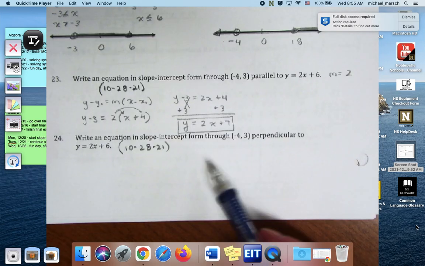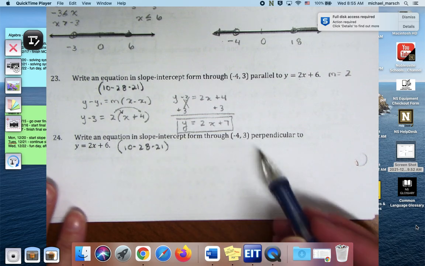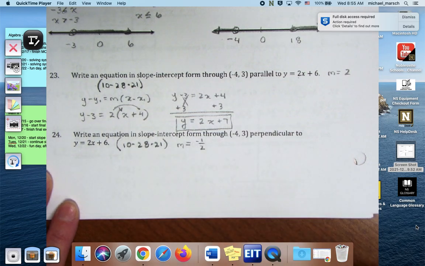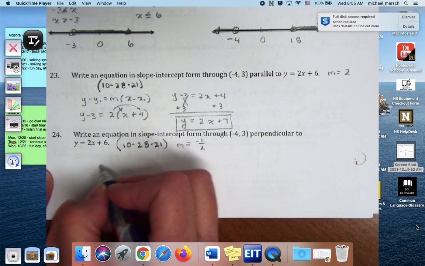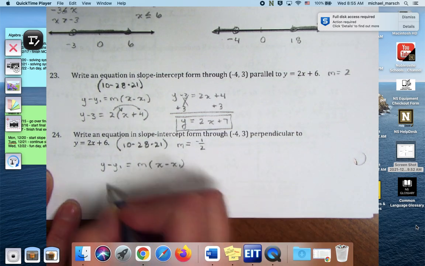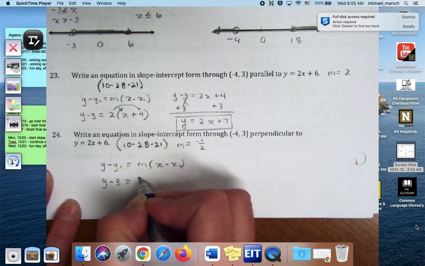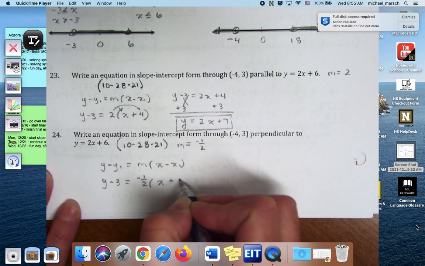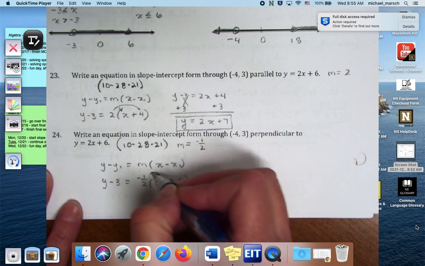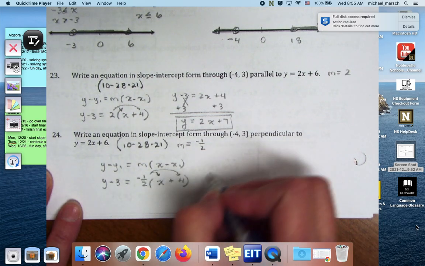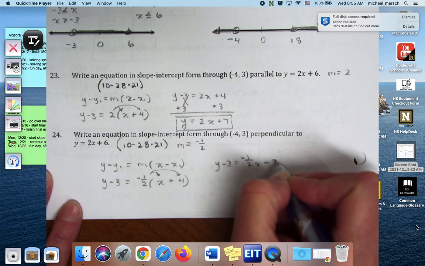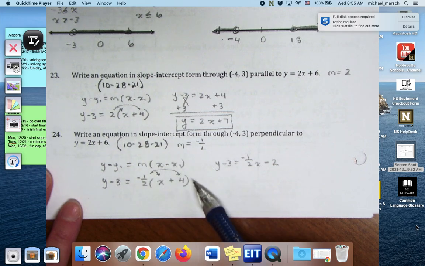Okay, now if I wanted one that was perpendicular, remember, that means my slope is going to be the opposite reciprocal. So my slope here is going to be negative 1/2. Same process. Y minus y1 equals m times the quantity x minus x1. Y minus 3 equals negative 1/2 times x plus 4, because that minus negative 4 is going to give me a plus 4. Distribute the negative 1/2. Y minus 3 equals negative 1/2 x minus 2, because negative 1/2 times 4 is going to give me a negative 2.